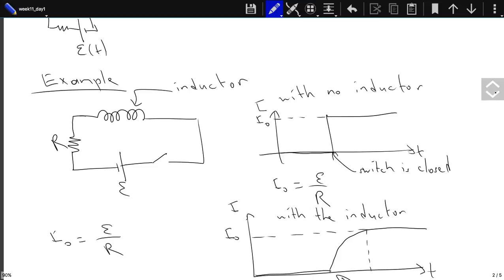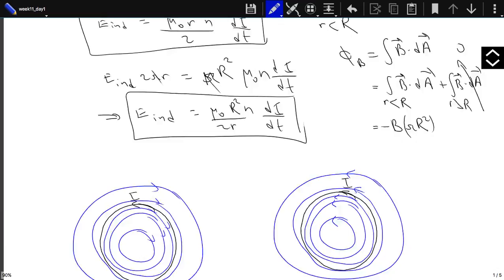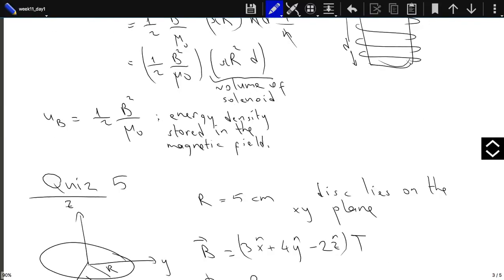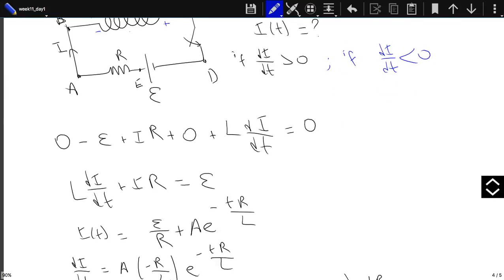Well, the inductor, this is how we show it in the circuit, but the shape is not really that important. An inductor is anything that has this property. Anything that resists any change in the current running through it, that is what we call an inductor.